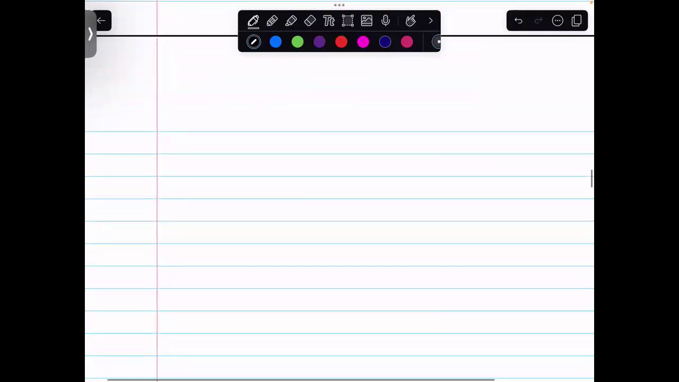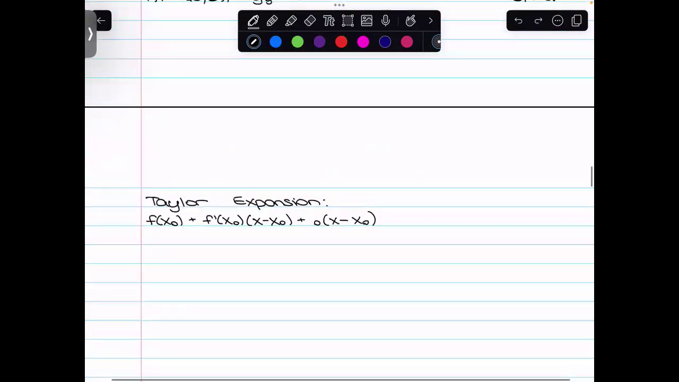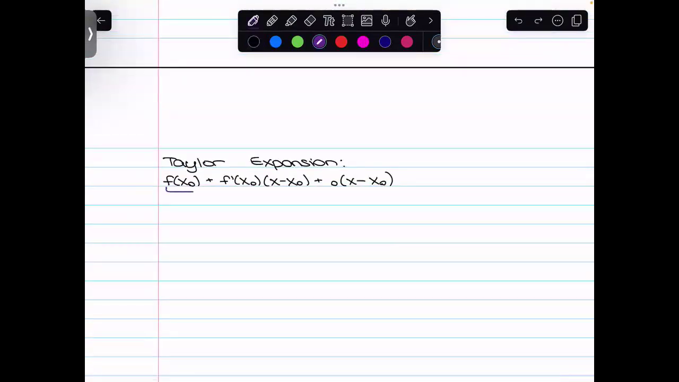So I'm just first going to write out the formula. It's the same one you had in math 1. F of x0 plus f prime times x minus x0. And then we also need little o of x minus x0. But this is just notation. You don't actually need to do much with this. And I'm just going to make a note that if they ask you for Taylor polynomial, it would be without Peano's remainder.